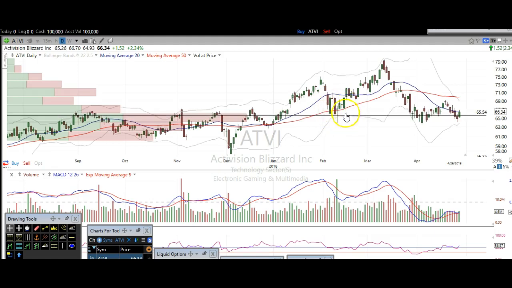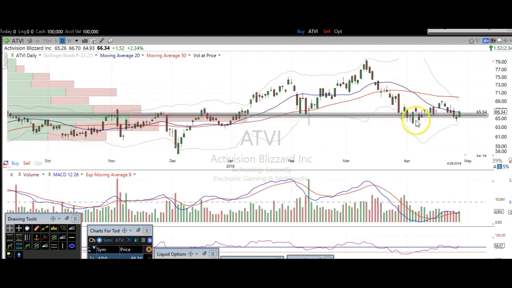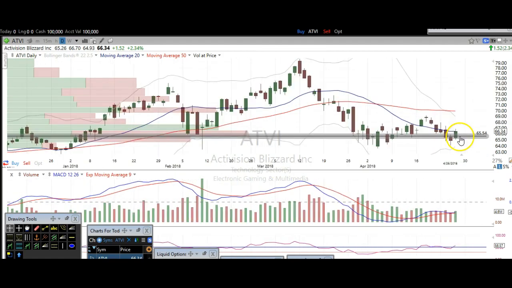It turns into support right here in February. Again, in late March, early April, we get a bounce from it right here. And then right now, we're getting a bounce against it once again. And we're getting a nice little buy signal here.